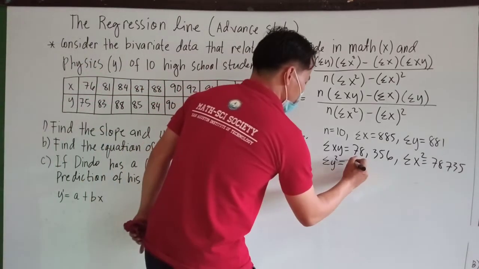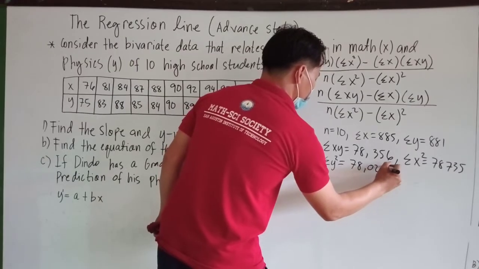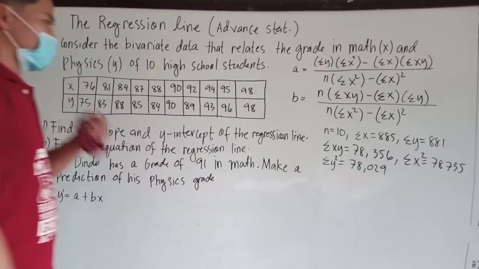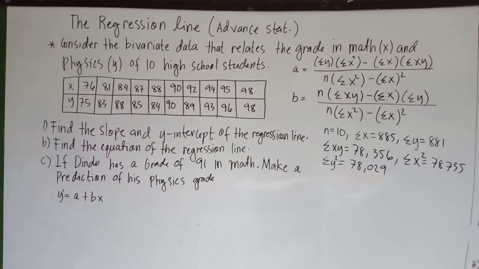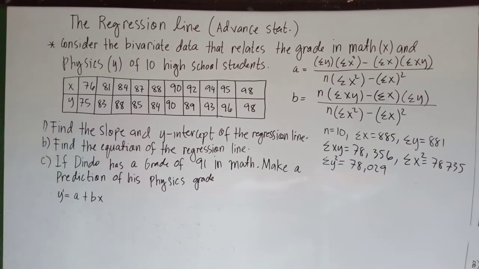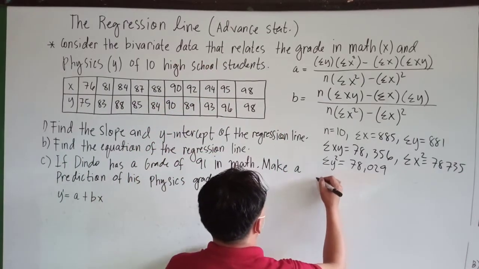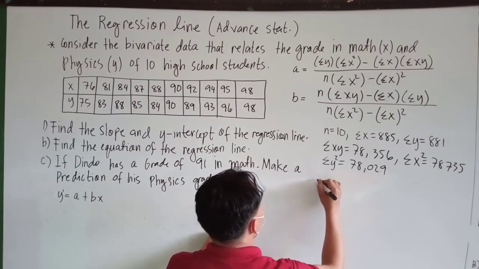So we have here 78,009. Okay? So at this point, we can now identify our answer for number 1. Find the slope and the y-intercept. First, let us identify the y-intercept.